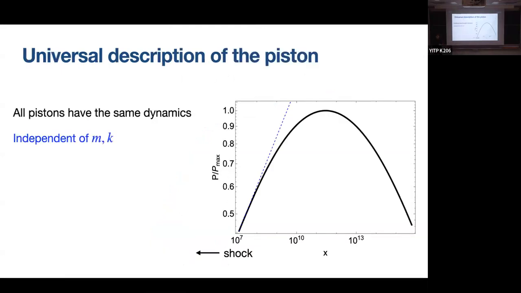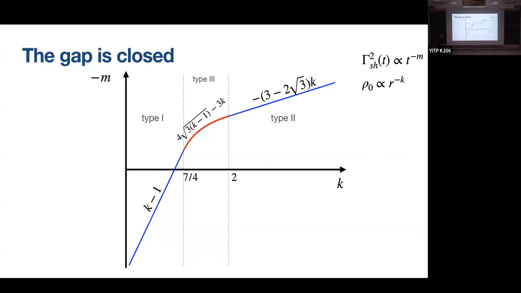So what is happening at the boundary between type 1 and type 3, and type 3 and type 2? What's happening? Yeah. So you can expect nothing very special is happening. There's no jump or anything special happening here.